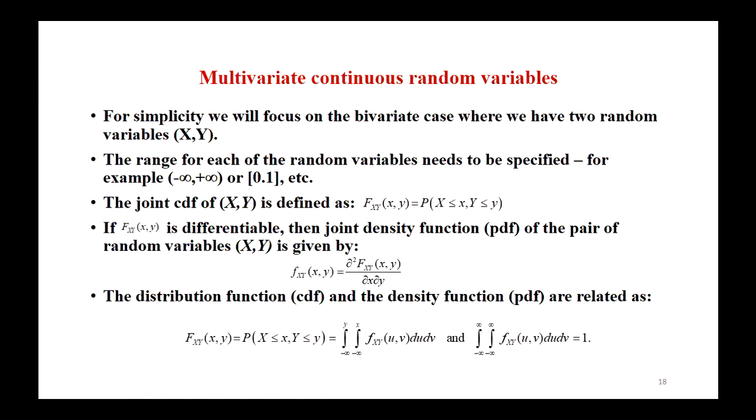Moreover, it should be the case that if I integrate the joint PDF over both dimensions, over both arguments, between minus infinity and plus infinity, I should get 1. Otherwise, it's not a PDF. It has to integrate to 1 when I integrate in both dimensions. Okay.